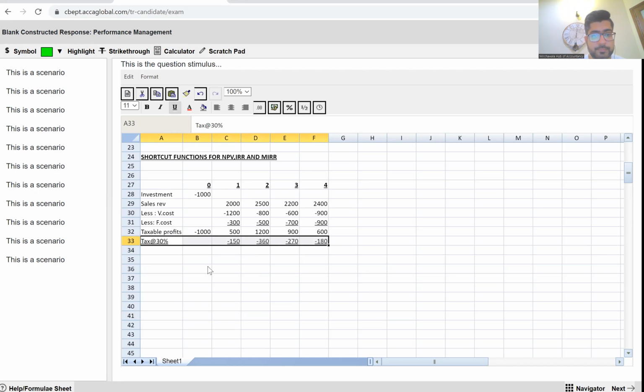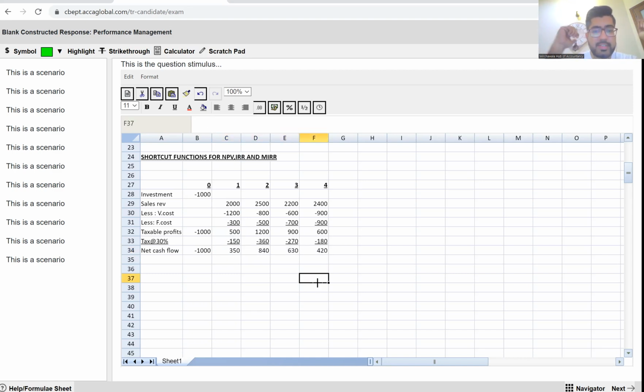And you get net cash flow. So it's minus 1000. That means B28. Then 500 less 150, or you can do sum of 500 is in C32 to C33. And no need to work again and again, just drag it.